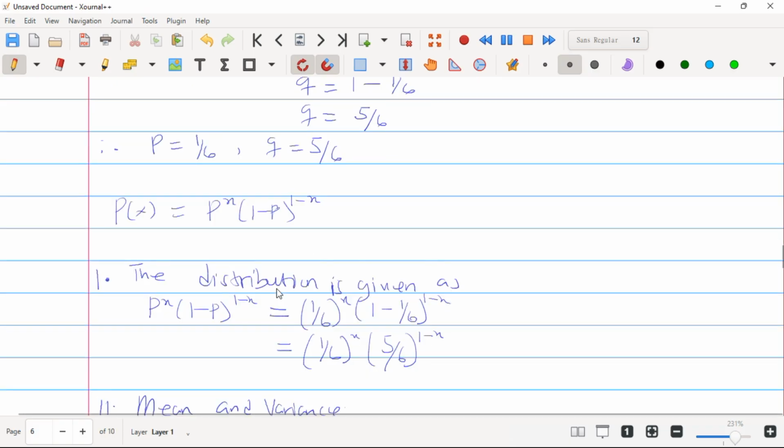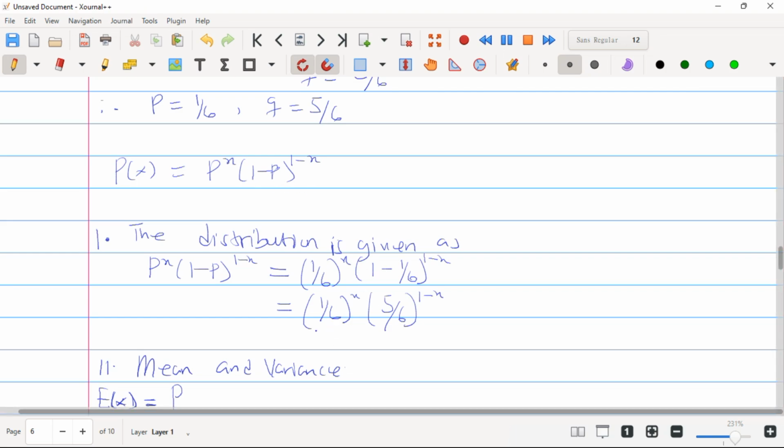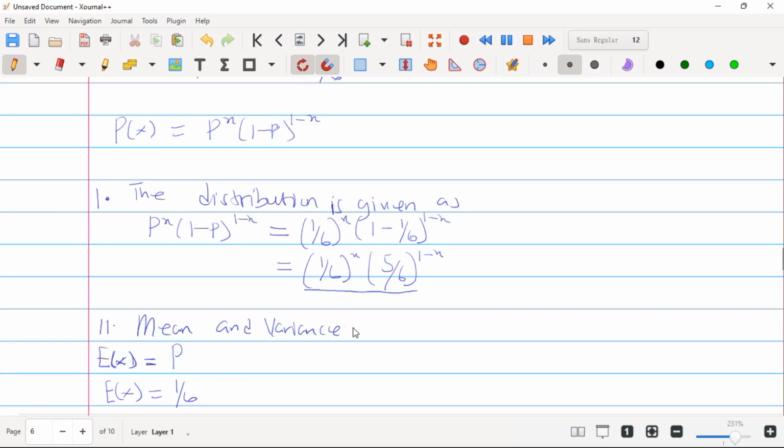Since the x was not given, what we just do is pick our P and the Q and substitute them inside the PMF. So this is our distribution after substituting in our P, because P was 1 over 6, as you can see, 1 over 6 raised to the power x, and then Q was 1 minus 1 over 6. Once you get this, this is our distribution for the question given above.